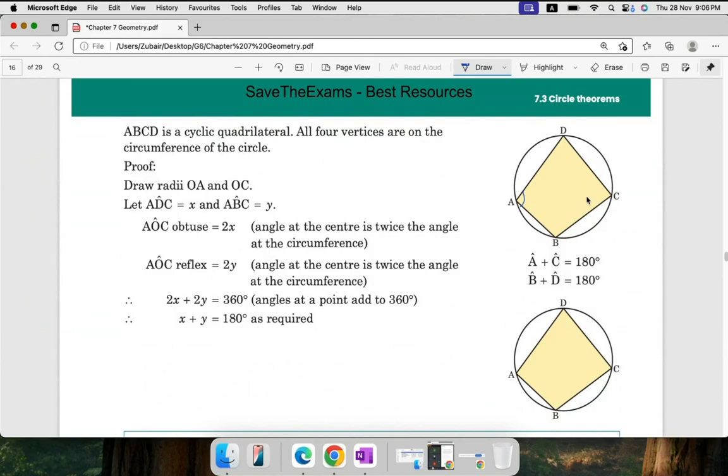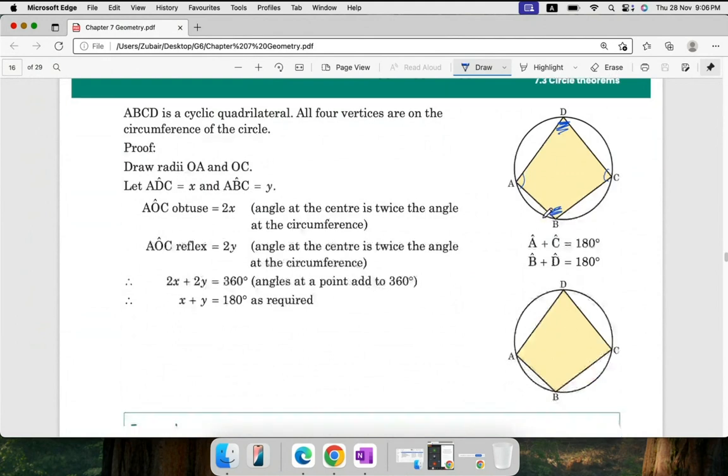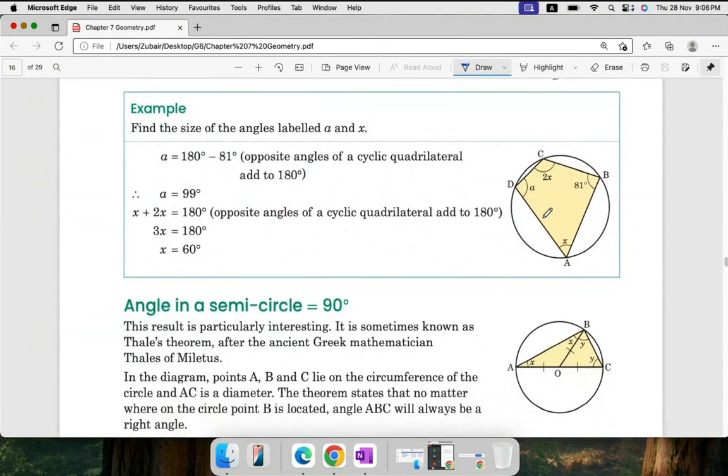Sum of A and C is 180. Sum of D and B is 180. One example. So if we have A and 81, so A plus 81 is equal to 180. A is equal to 180 minus 81. So that's equal to 99 degrees.